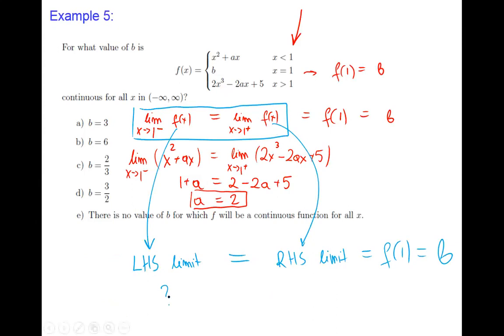Okay, what is the left-hand side limit? You have the value of a. Can you just substitute? It is free. Can you see this line? 1 plus a, it's free. You can try to substitute here: 2 minus 2 times 2 plus 5. I didn't even calculate, but I'm guessing it must be 3. That means this is the value of b. It's just using what I got, going backwards and substituting. Okay, that means the value of b is 3.